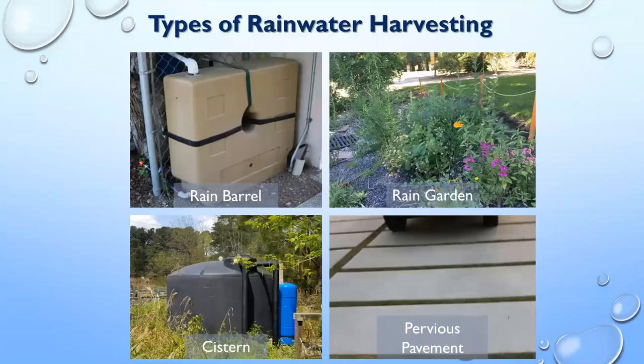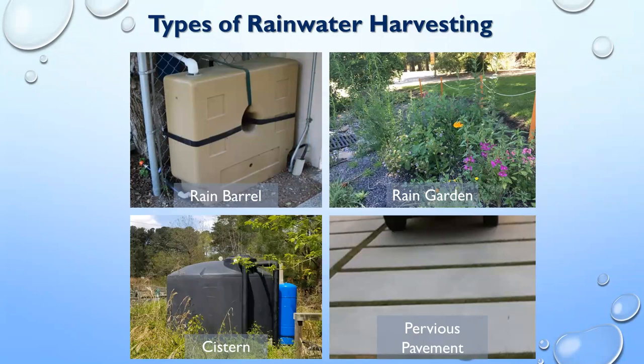So we're going to talk about some rain barrels, and there's a lot of different types of barrels. This one in the top corner is kind of a non-standard barrel. It's called a raindrop box slimline, and it's very, very low profile. So you can put it in a smaller area if you don't have room for a bigger barrel.